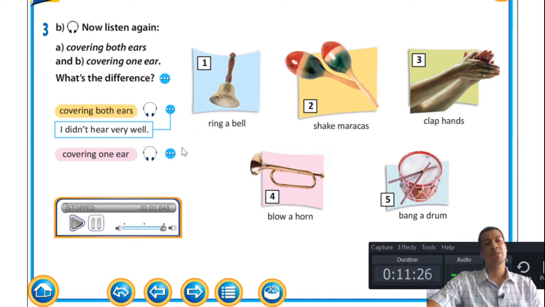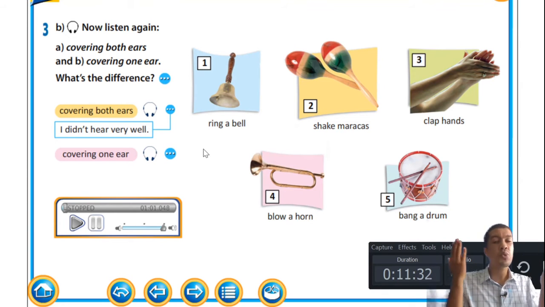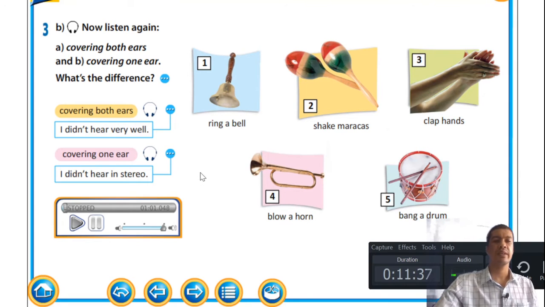Some of the people would say that they didn't hear very well, because it's clear and evident that when you cover both of your ears, you won't be able to hear very well. Okay, and if you cover one ear, you may not have heard the stereo. Okay, you may not have heard the sound that it emitted from the audio as well. So when you close one of the ears, you may not have heard the audio that perfectly.